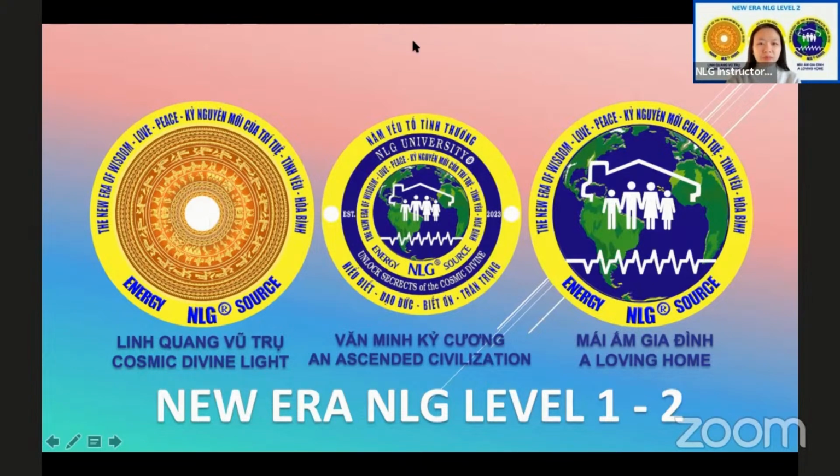And that will enable us to turn it into actual, more visible, easier to understand lessons or projects that you are then instructed on here at the NLG University, where we'll also look to build an ascended civilization. When we're able to turn energy into projects, theory into practice, and learn about it in a lot of detail, then we're able to build what we call a loving home. And this is something very long lasting that every one of us wishes to have.